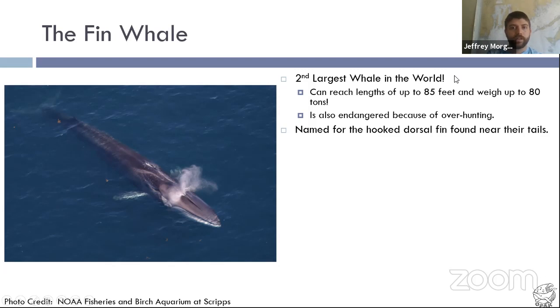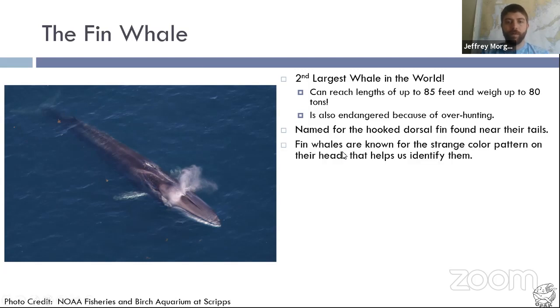Let me point that out for you. I don't think you can see my mouse. The dorsal fin is back here. Sorry, my Zoom disappeared here. Sorry, I lost control of my mouse. One moment. My apologies. So that was their dorsal fin again near their tail.